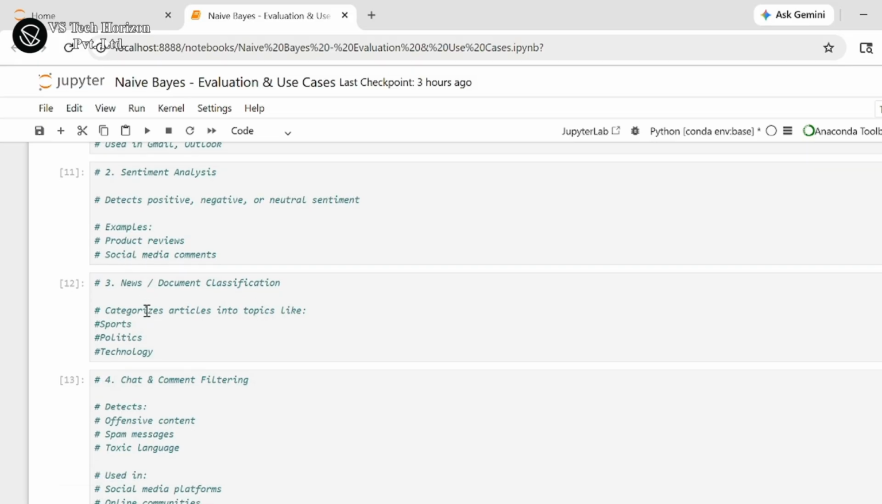Next use case is related to news and document classification. Here, naive-Bayes is used to categorize documents or news articles into topics like sports, politics, or technology. It works well because different categories have different word patterns.